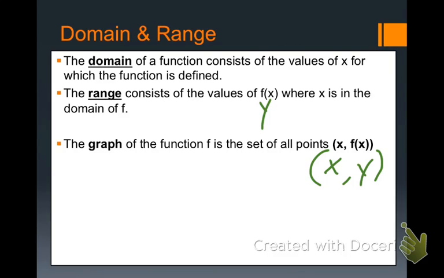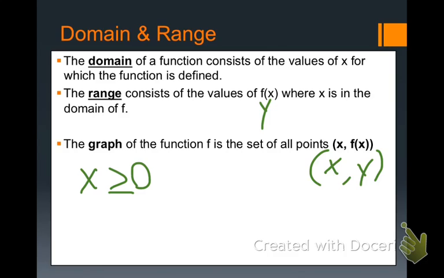So for one example, remember we talked about maybe we have a function that relates the height of a candle with the amount of time it's been burning. So we're not going to talk about the time it's not burning. We're only going to start with once we've lit the candle, right? So our domain, our x values, are always going to be greater than or equal to 0.